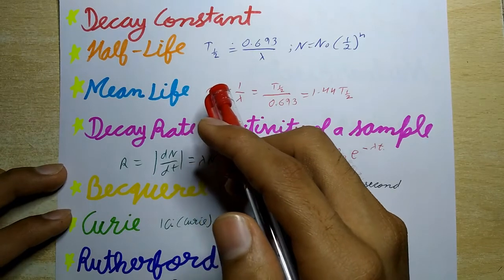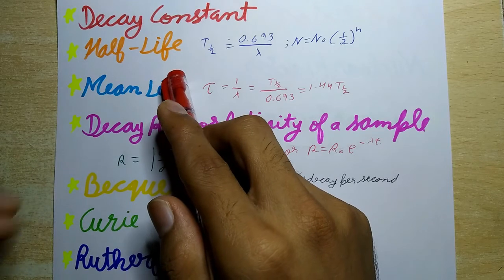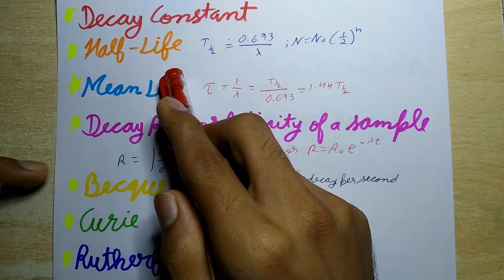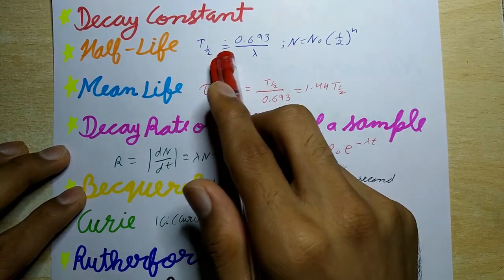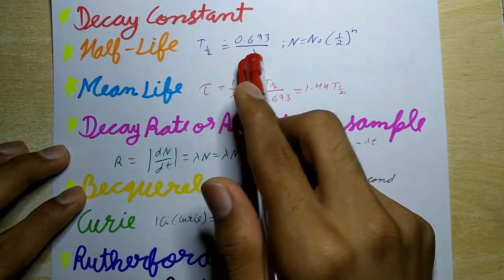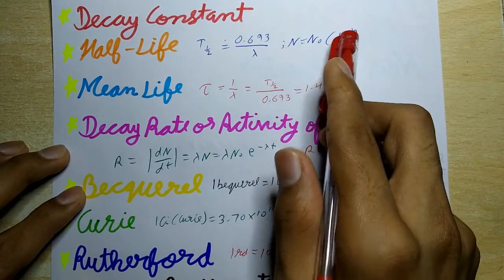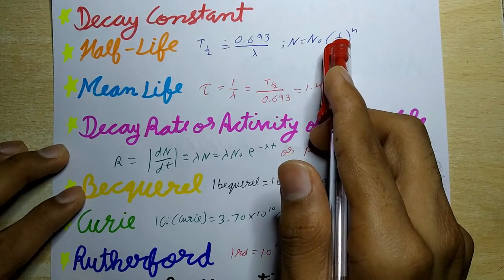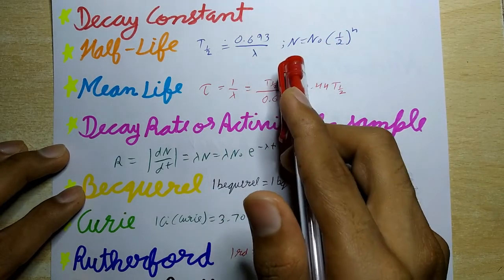and its units are per second, per day, per year, etc. Now half-life. The half-life of a radioactive substance is the time in which one half of its initial number of nuclei disintegrates. So here you can see the formula. T half is equal to 0.693 upon lambda, and N is equal to N naught times (1/2)^n, where this small n is the number of half-lives in time t, equal to t by t1/2, and its units are second, day, year, etc.